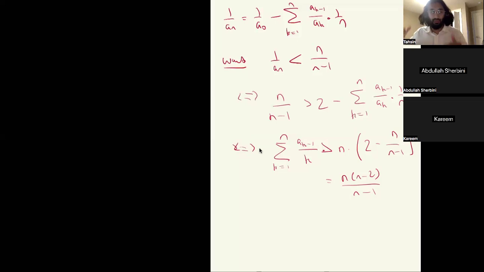Does it make sense what the purpose of this calculation was? Good, so this is what we want. So now, let's just recall what the recurrence is. So the recurrence is this.